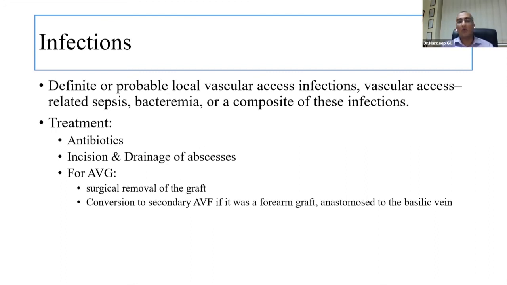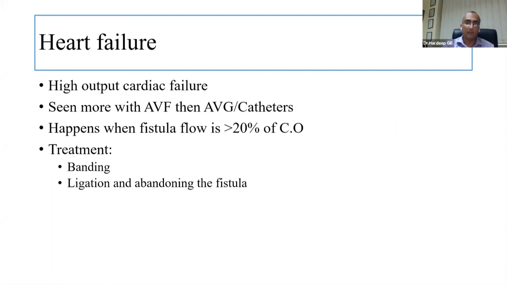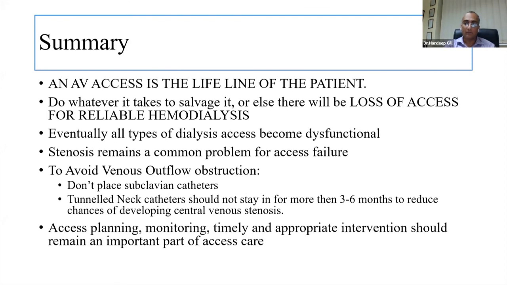If there's an infection and the wound opens up and the anastomosis is exposed, that will actually cause bleeding, and that bleeding can be torrential. If it's an AV graft that is infected, that has to be taken down. Heart failure also develops. High output cardiac failure can be developed, and it's seen more with fistulas as opposed to AV grafts or catheters. And it happens when the fistula flow is more than 20% of the cardiac output. Treatment is by banding, or you can ligate and abandon the fistula.